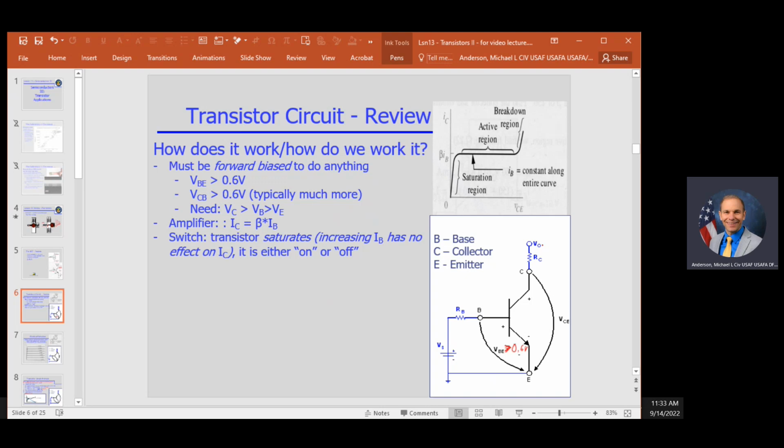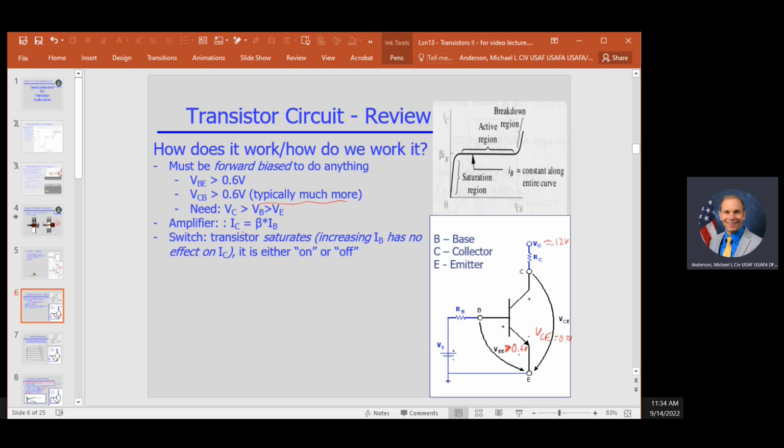And usually the voltage from the collector to the base will be higher. The voltage at the collector must be higher than the base, and like I say here, typically much more. This is usually going to be a high voltage source, so maybe it's like 12 volts or something. And then we'll get a VCE, collector to emitter voltage drop, of about 0.2 volts when we're in saturation mode.